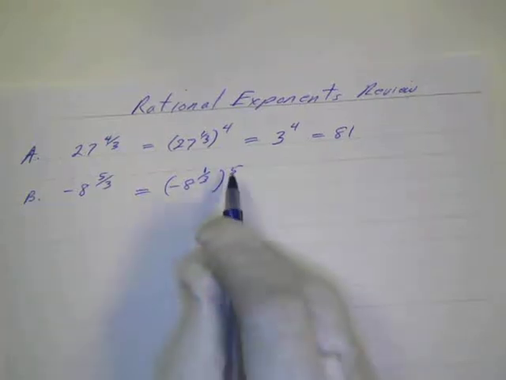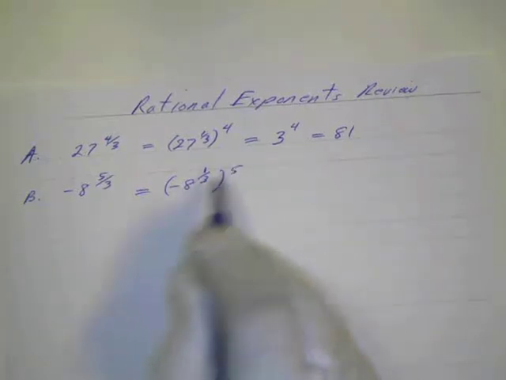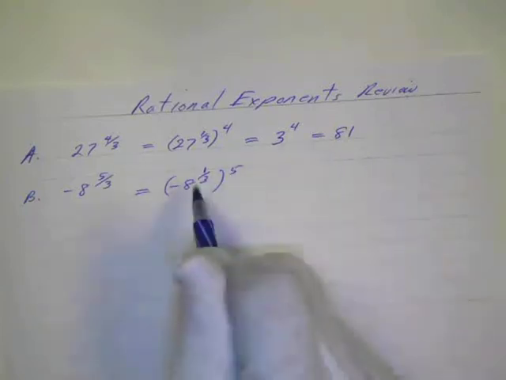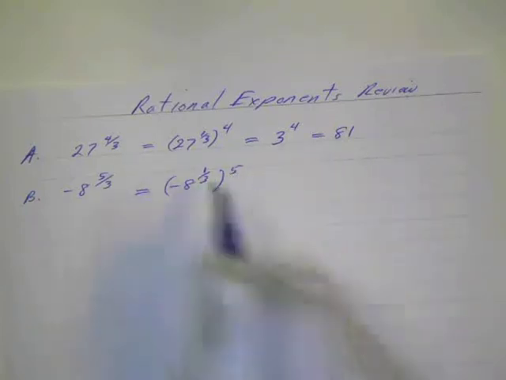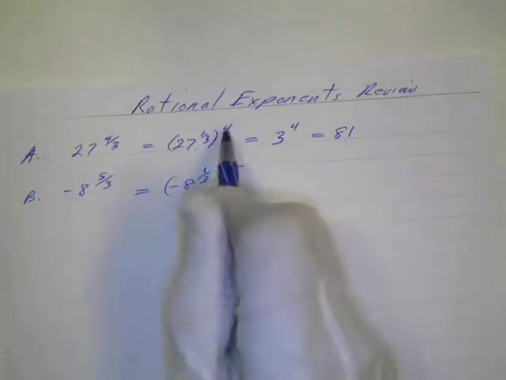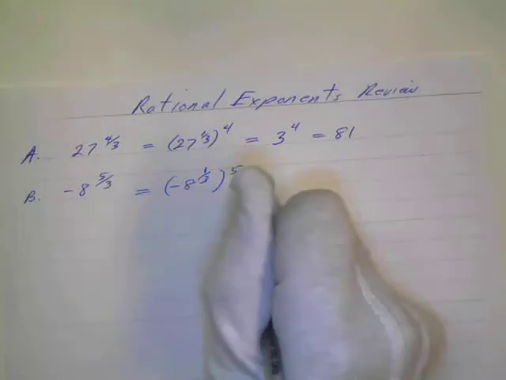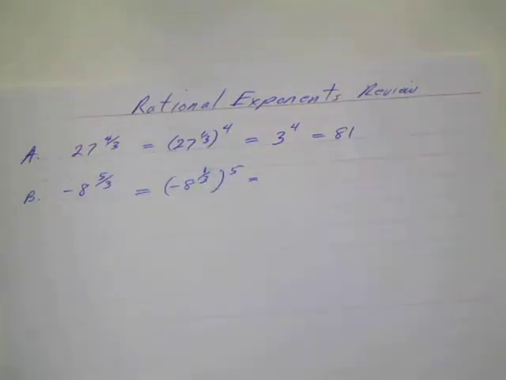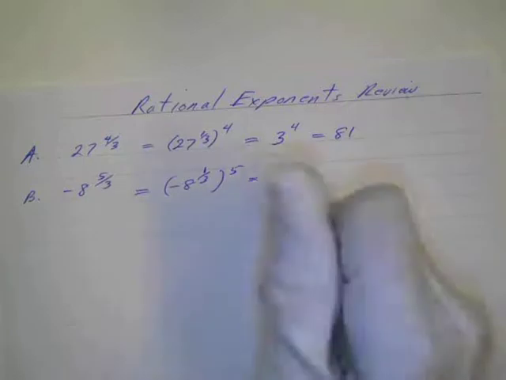Remember, with the rules of exponents, when we're raising numbers to powers, we multiply the exponents. So this is the same. And what's the cube root of -8? Well, -2 times -2 times -2 is -8, so that's just -2.